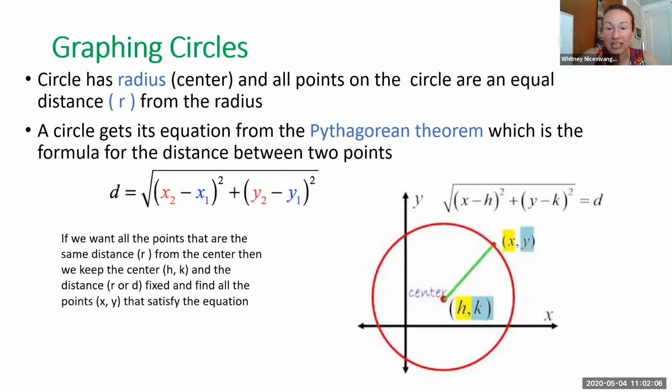So take a look at that equation on the bottom right-hand side and how that is the equation of the circle. So h, k, and d are all going to be fixed numbers here. And just the x and y are going to change. And they're going to be all the x and y points that are the same distance d from that center point h, k.